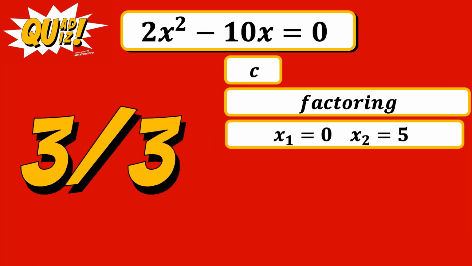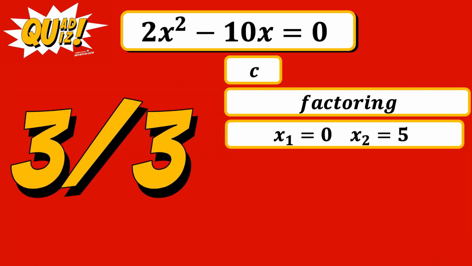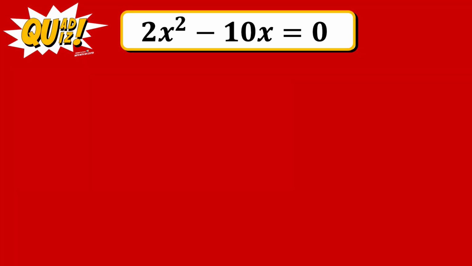Did you get 3 over 3? If not, please continue viewing this video. For this given quadratic equation, our coefficients are A equal to 2, our B coefficient is equal to -10, and our C coefficient is 0.